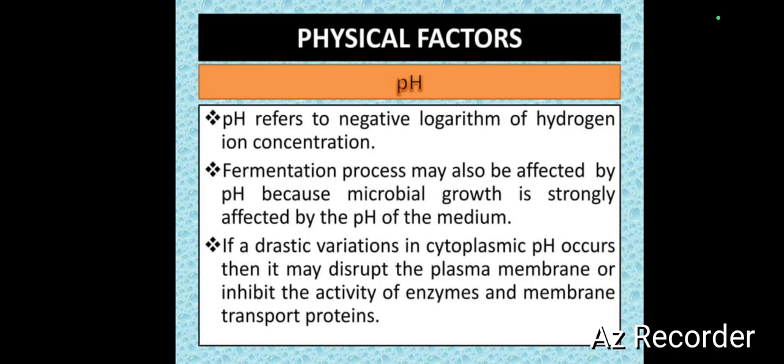pH refers to the negative logarithm of hydrogen ion concentration. The fermentation process may also be affected by pH because microbial growth is strongly affected by the pH of the medium. If a drastic variation in cytoplasmic pH occurs, then it may disturb the plasma membrane or inhibit the activity of enzymes and membrane transport proteins.